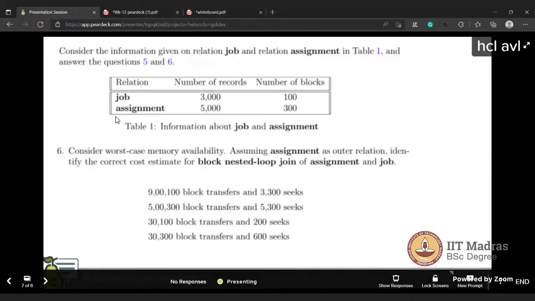So consider the information given for relation job and relation assignment in table 1. Job has 3000 records and 100 blocks. In assignment, sorry, the number of records is 5000 and the number of blocks is 3000. Consider the worst case memory availability, assuming assignment as outer relation. Identify the correct cost estimate for block nested loop join of assignment and job. Options are given below. I will wait a few minutes, after that we'll discuss.